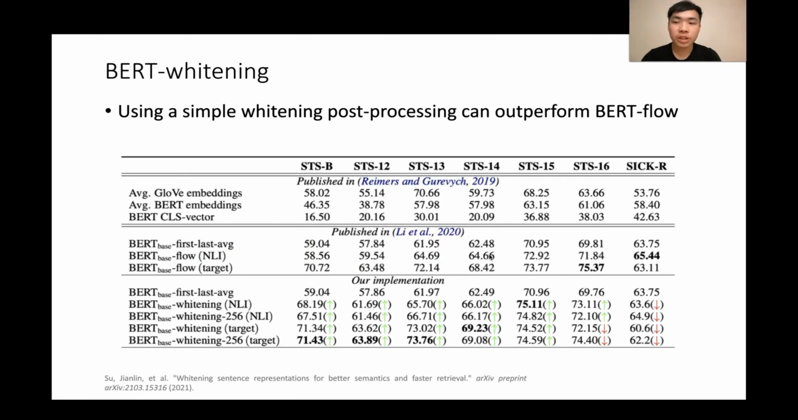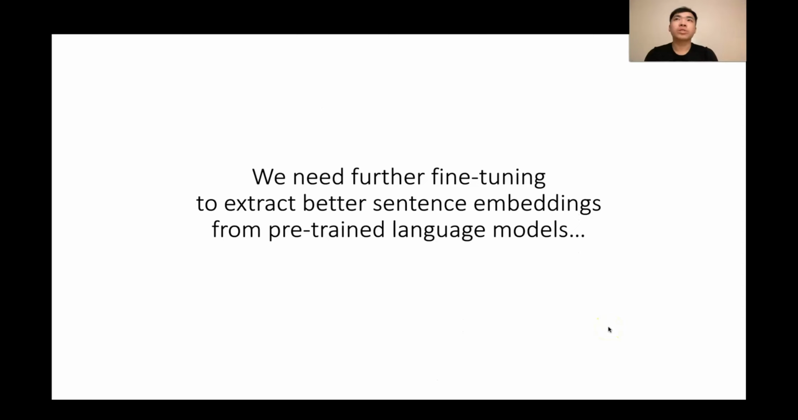There is also another paper called BERT-whitening. They use a simpler way to fix the BERT embeddings. They use a simple whitening post-processing method, and their performance is slightly better than BERT-flow. Okay, so after these two post-processing papers, people started to think about whether we can further fine-tune the BERT model to extract better sentence embeddings from BERT.